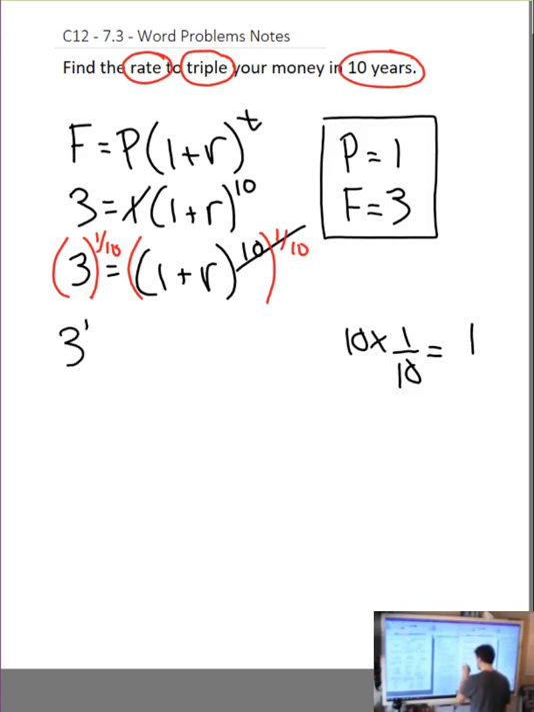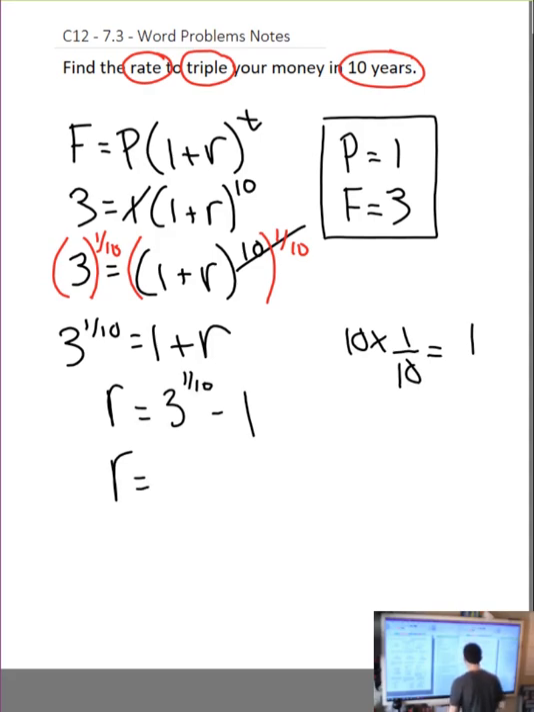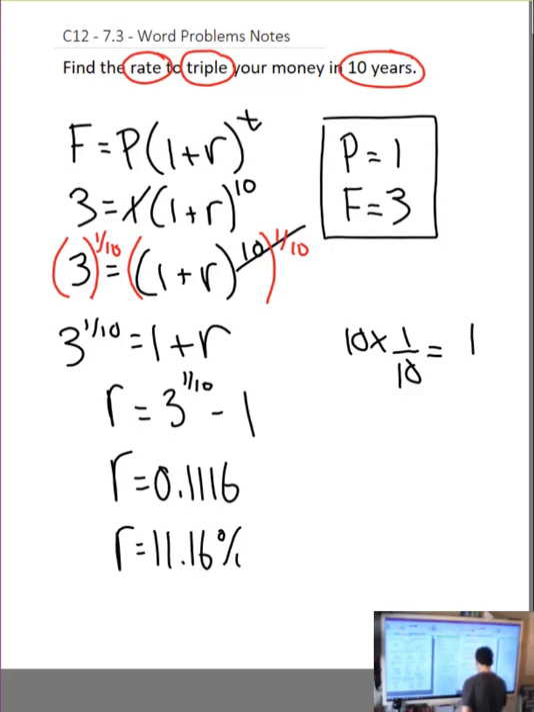So I have 3 to the 1 over 10 is equal to 1 plus r. Now I can simply subtract 1 from both sides and mirror the equation, and I get 3 to the 1/10 minus 1, which works out to be 0.1116. And if I times that by 100, I get 11.16%.